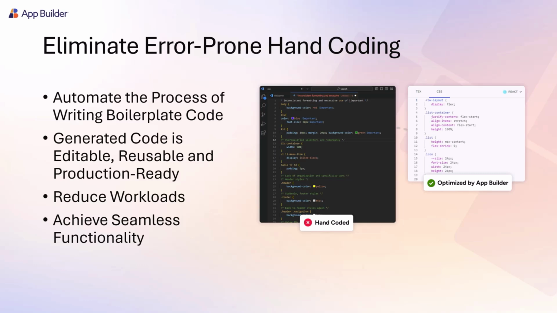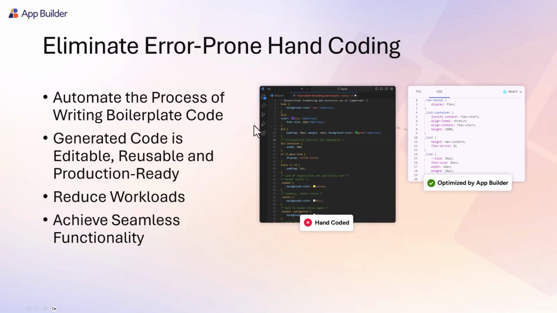With this capability, everything that you create in App Builder can be generated into code that is editable, reusable, and production ready. So this allows for easy modifications to allow your teams to meet your project deadlines and project requirements. Once compiled into JavaScript or HTML, the code then runs seamlessly across all web browsers. With App Builder for React, you're achieving seamless functionality with significantly fewer lines of React code. So this is eliminating that error-prone hand coding that we're talking about, reducing your workload, and then delivering feature-rich apps faster than ever.